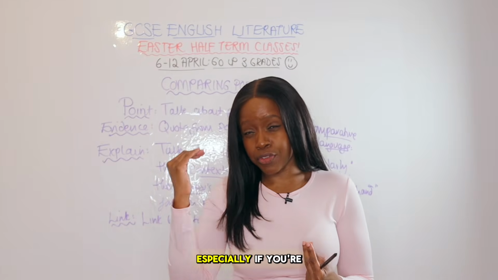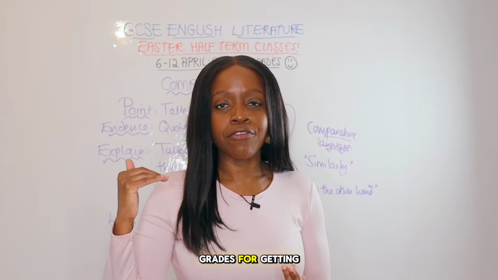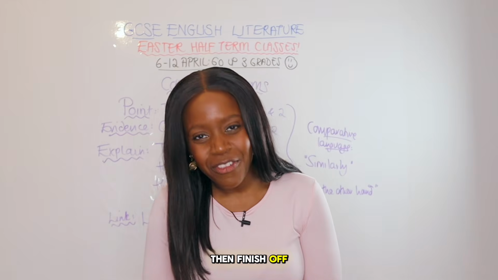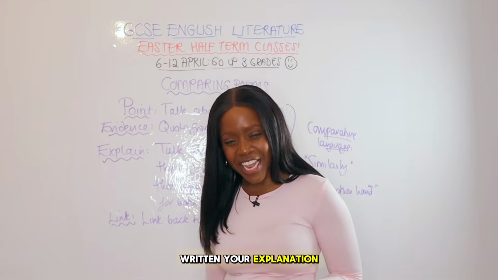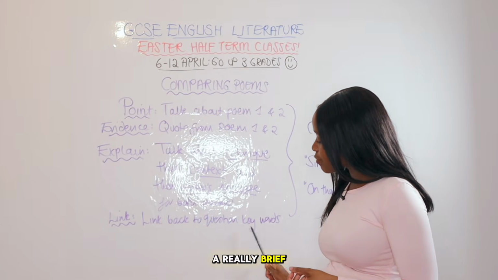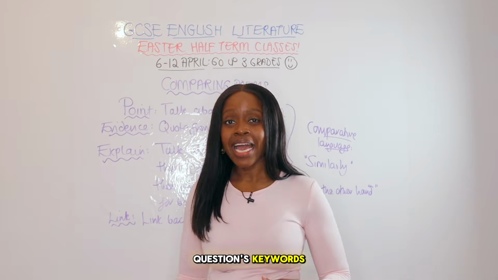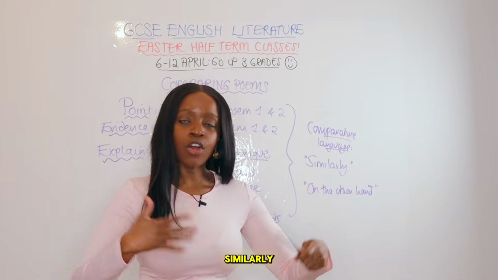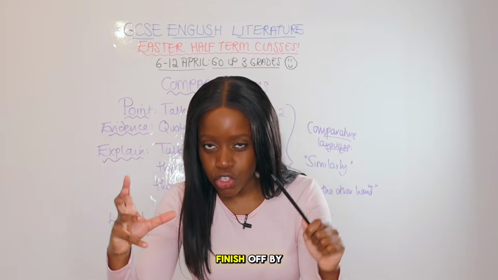That's really important, especially if you're aiming for the higher grades, for getting a 6, 7, 8, or 9. Then finish off, after you have written your explanation, by simply linking back to the question, a really brief link mentioning the question's keywords and whether they show similarities between the two poems or differences. Similarly, on the other hand, and you just finish off by wrapping up.